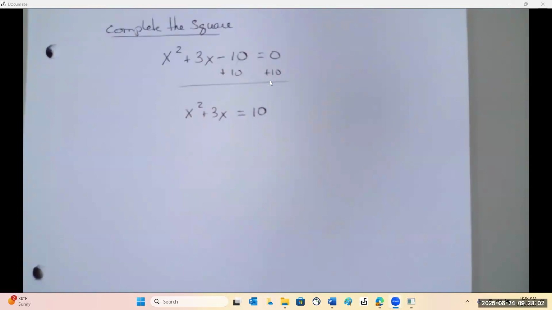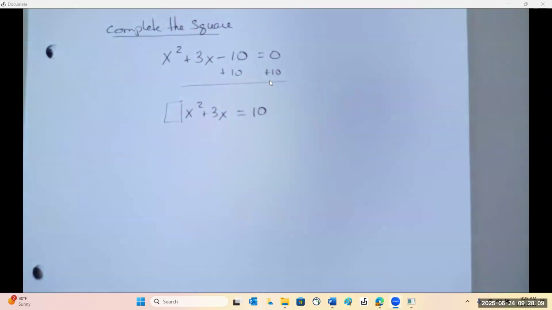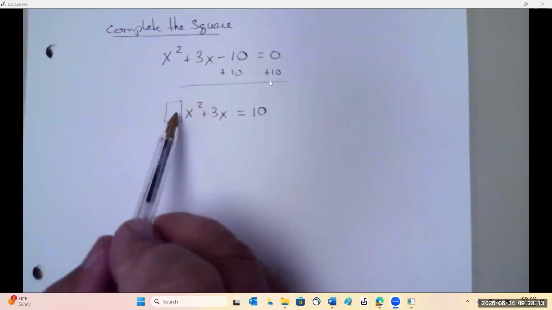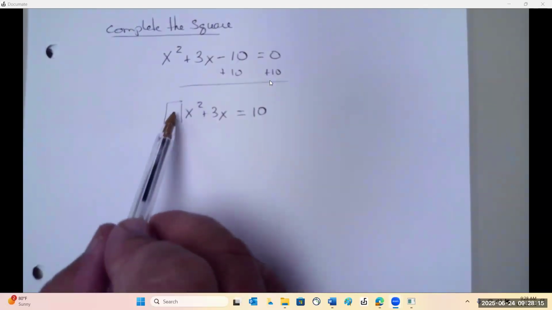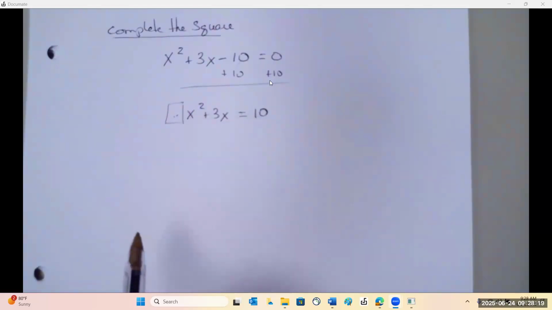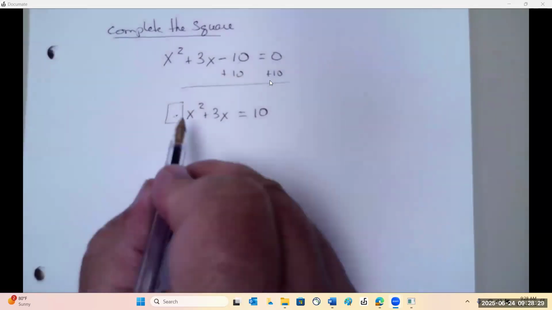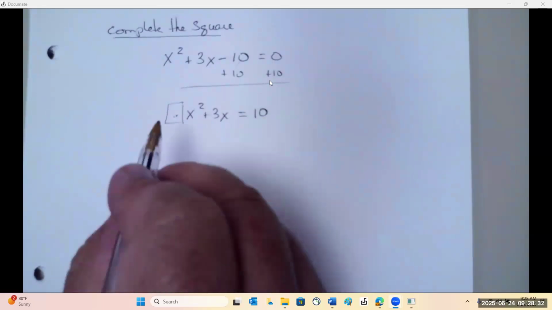Second step. You have to make sure that this is a 1. It's important that in completing the square, the leading coefficient has to be 1. If that's not a 1, you divide everybody by whatever that is. Okay, we're lucky because that is 1. So if that was a 3, we'd divide everybody by 3. So that's a 1. So my next step is what?